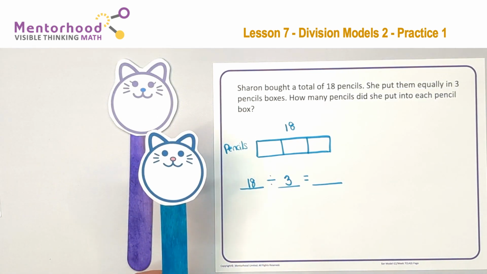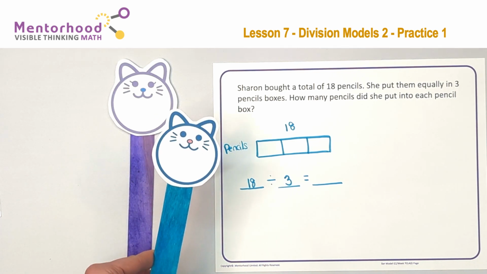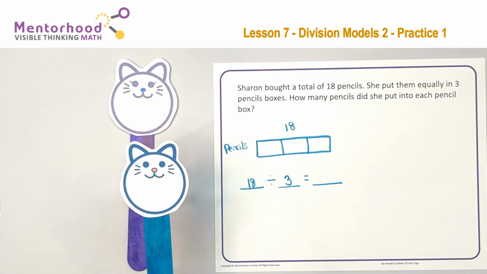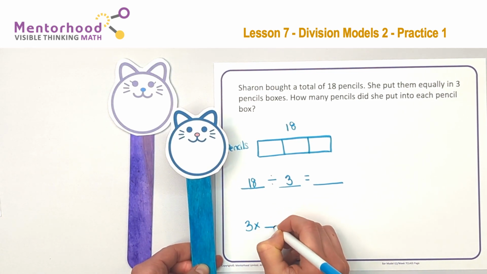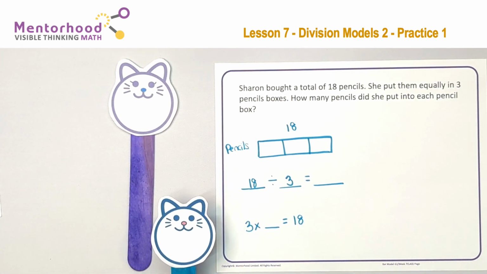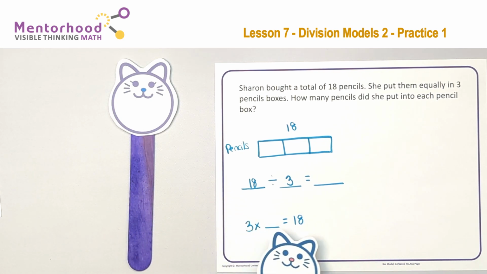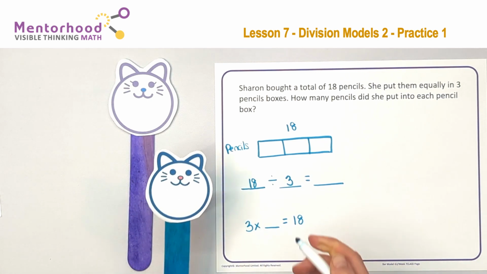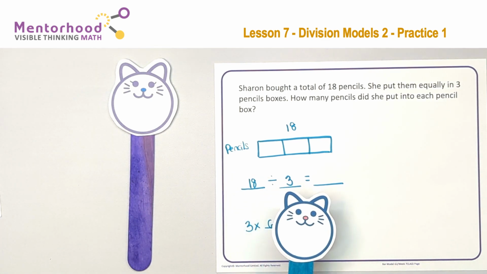Okay, can you do 18 divided by 3? Let's think about its multiplication backwards counterpart and see if we can figure it out that way. How many times does 3 go into 18? How many times do we have to count by 3 to get to 18? Or how many 3's fit into 18? 3 times what is 18? 6, you got it! So 18 divided by 3 is 6.